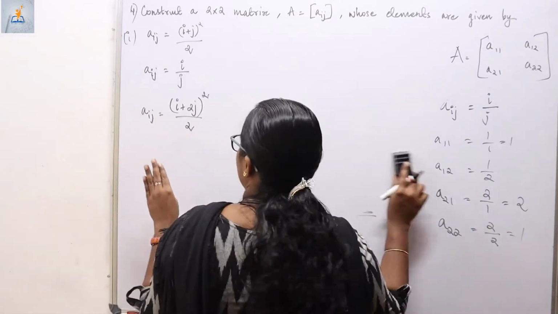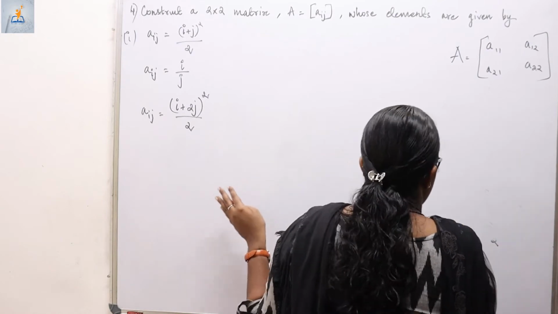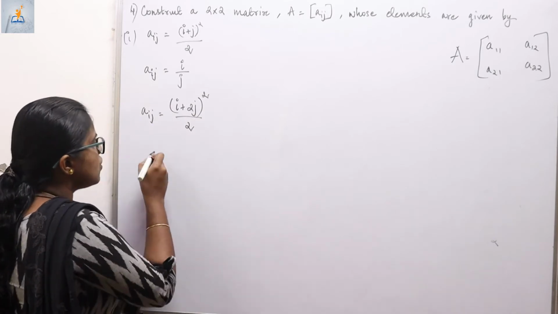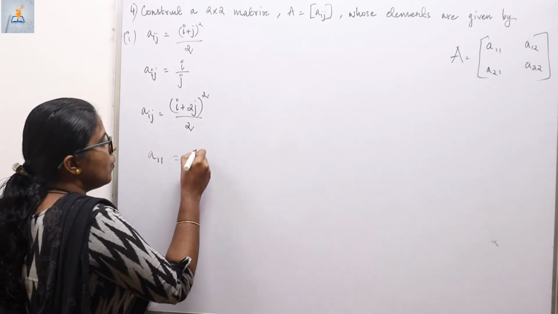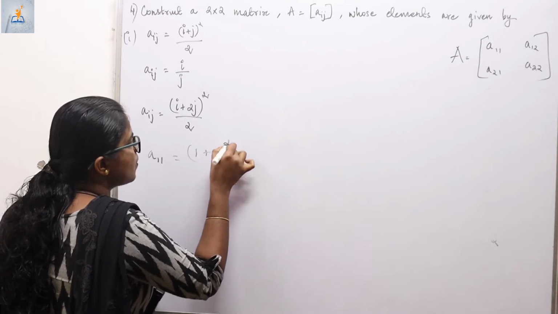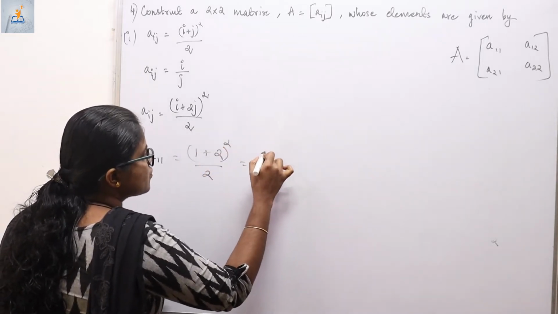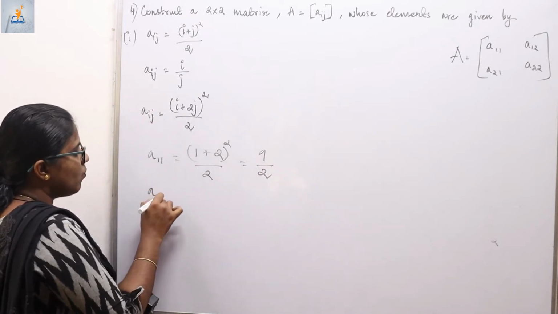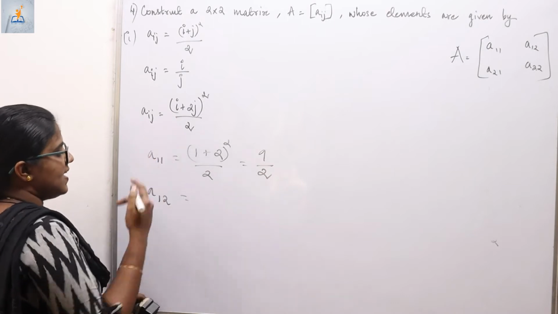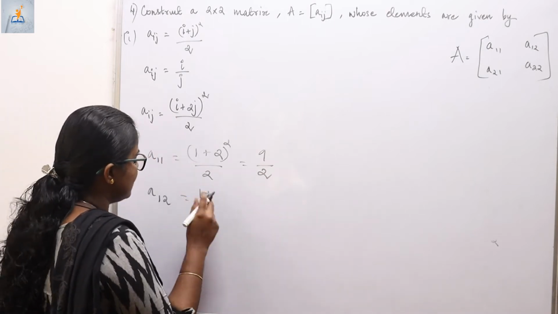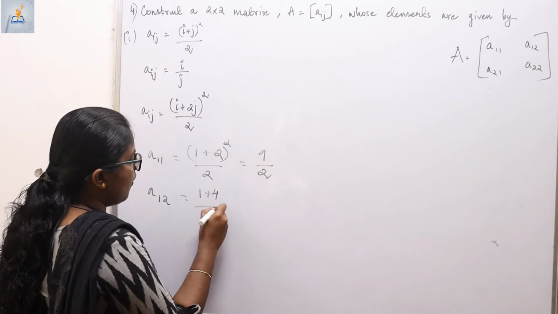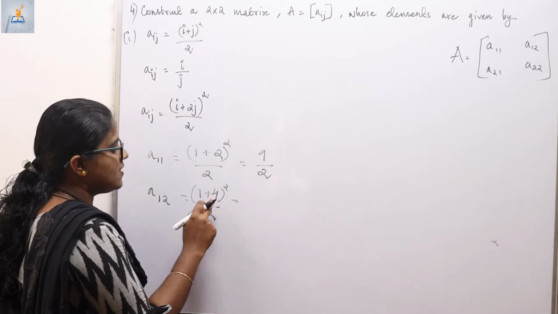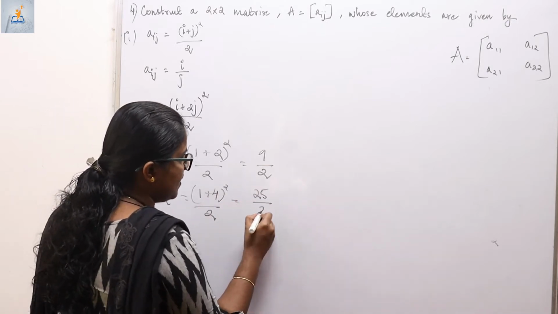Moving on to the last one, the general form given is like this: aij = (i + 2j)² / 2. So we have a11 as (1 + 2)² / 2, which is 3², that is 9/2. Now again a12. So i is 1 and j is 2. So we have 1 plus 2 times 2, that is 4, over 2, and we have a square here. So that is 5² / 2, that is 25/2.